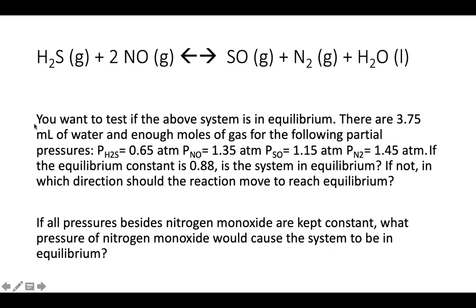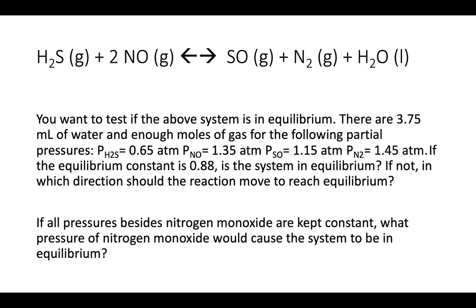Okay, and so let's actually look through an example and see how we'd apply this. Up above is a balanced chemical equation, and it says you want to test if the above system's in equilibrium. You have a certain amount of water, and you're given a bunch of partial pressures of all the chemicals in the system. If the equilibrium constant, K, is 0.88, is the system in equilibrium? If not, which direction should it move in order to reach equilibrium? So that's the first part of the question.